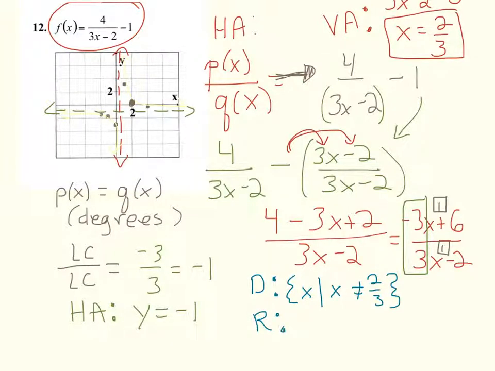Then the range becomes the same idea. As I approach with my range, I can come from the negatives and get closer to my asymptote. Same idea. So I can hit any value except for my horizontal asymptote.